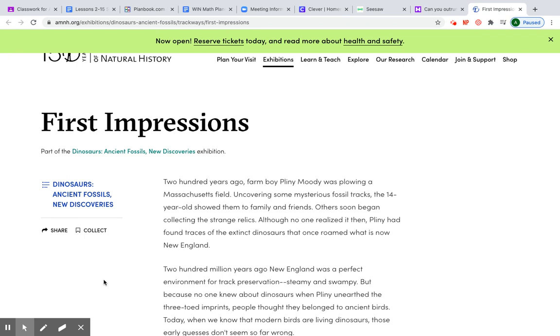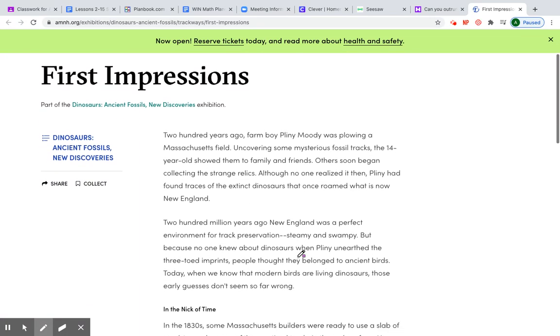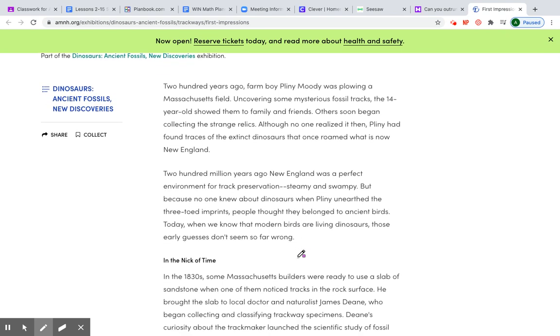Although no one realized it then, Pliny had found traces of the exact... Oh, my bad. I came across this word. Do you remember what this word means? Yeah, this is extinct, and it means does not exist anymore. So the extinct dinosaurs that once roamed what is now New England. 200 million years ago, New England was a perfect environment for track preservation, steamy and swampy. But because no one knew about dinosaurs when Pliny first found the 3-toed imprints, people thought that they belonged to ancient birds. Today, when we know that modern birds are living dinosaurs, those early guesses don't seem so far wrong.